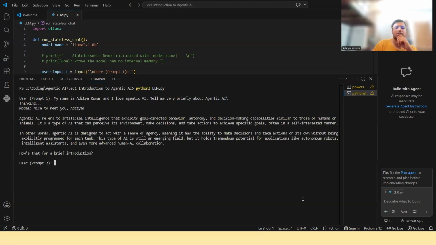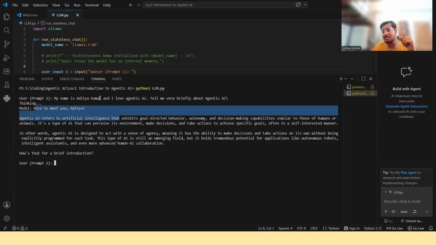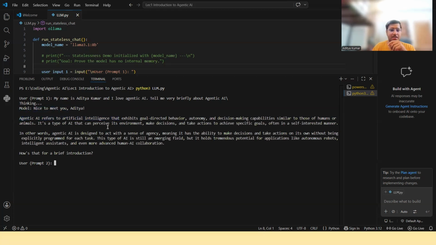So let's read the output given by our Llama model. Nice to meet you, Aditya. So it has recognized that my name is Aditya, and it has given some information about agentic AI. Let's read. Agentic AI refers to artificial intelligence that exhibits goal-directed behavior, very good, autonomy, very good, and decision-making capabilities similar to those of humans or animals. It is the type of AI that can perceive its environment, make decisions, and take actions to achieve specific goals, often in a self-interested manner, right? So now I'm going to ask the LLM.